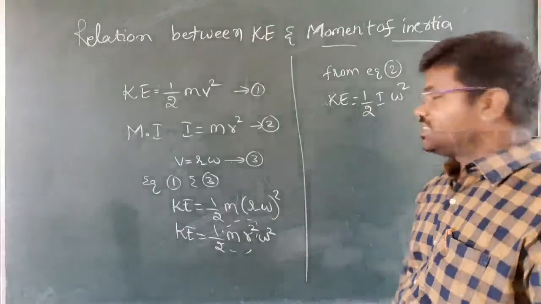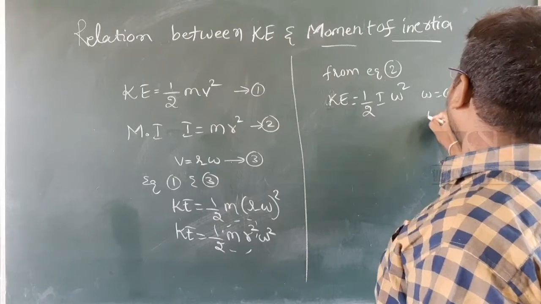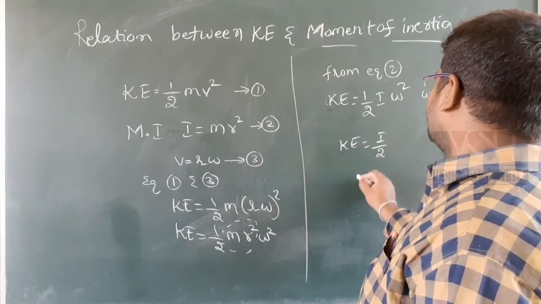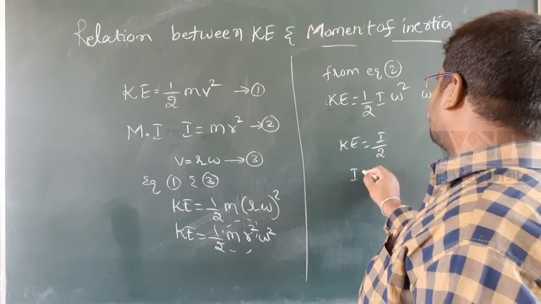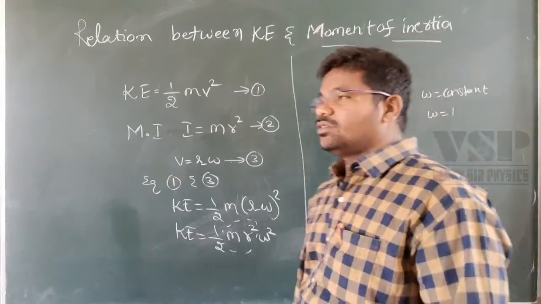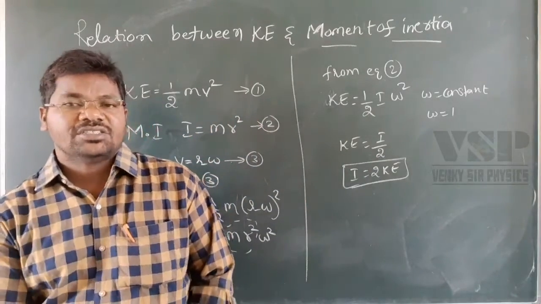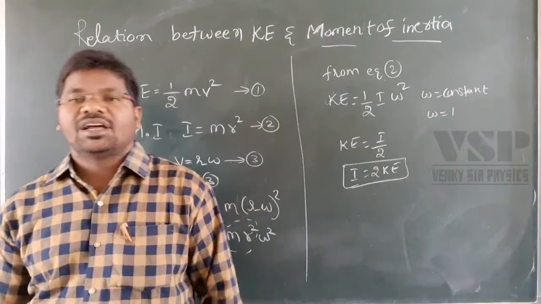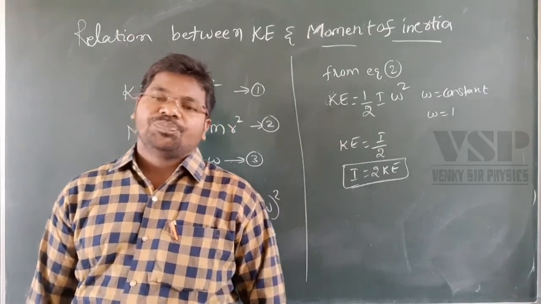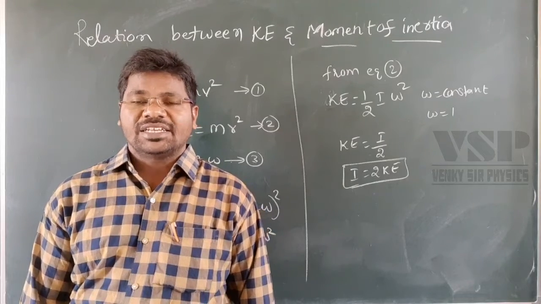If angular velocity is constant, we can take omega is equal to 1. Then kinetic energy is equal to I by 2. Rearranging this, I is equal to 2 into kinetic energy. So according to this, the moment of inertia of a rigid body rotating about a fixed axis is equal to 2 times the kinetic energy of the rigid body, my dear children. Understand, my dear children?